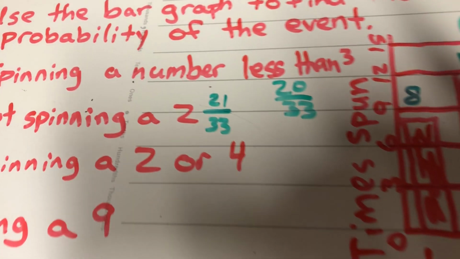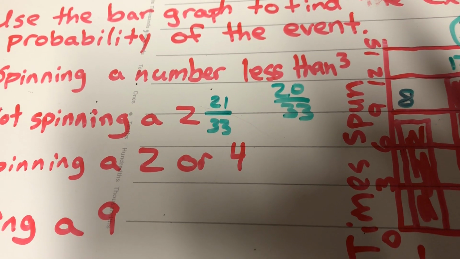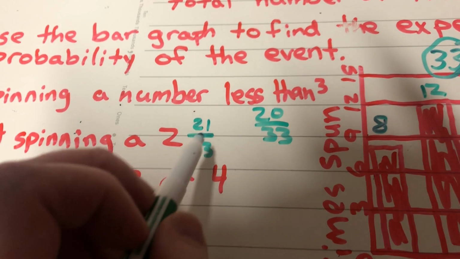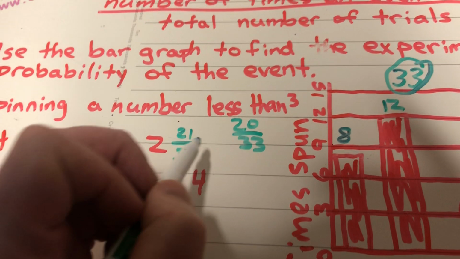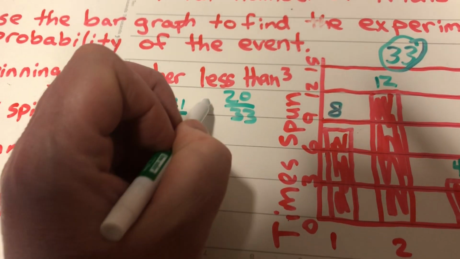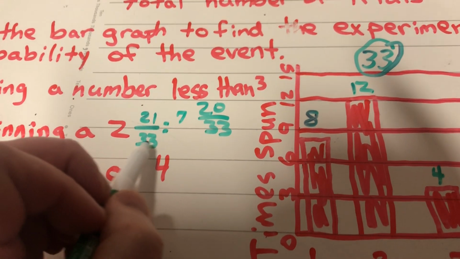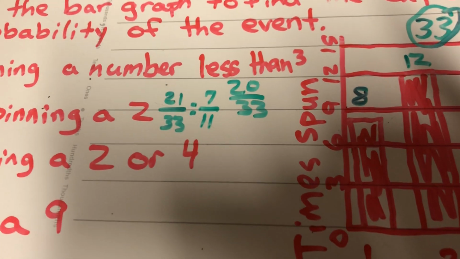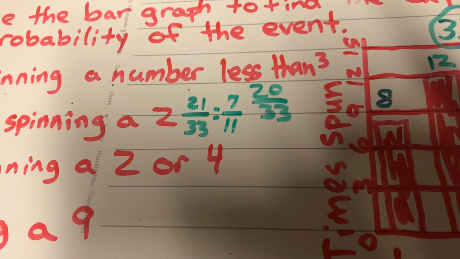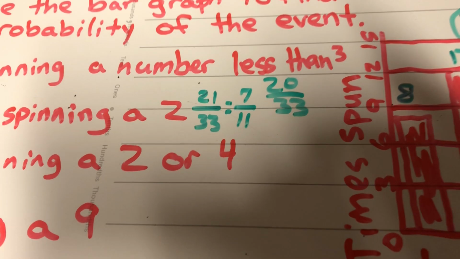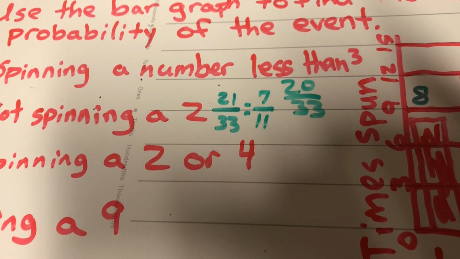However, you may notice that 21 over 33 is not in simplest form. As a 7th grader, you're going to have to put your fractions in simplest form. 21 and 33 are both divisible by 3. 21 divided by 3 is 7. 33 divided by 3 is 11. So I look at 7 over 11. That is in simplest form, because the only number that can go into both 7 and 11 is 1.